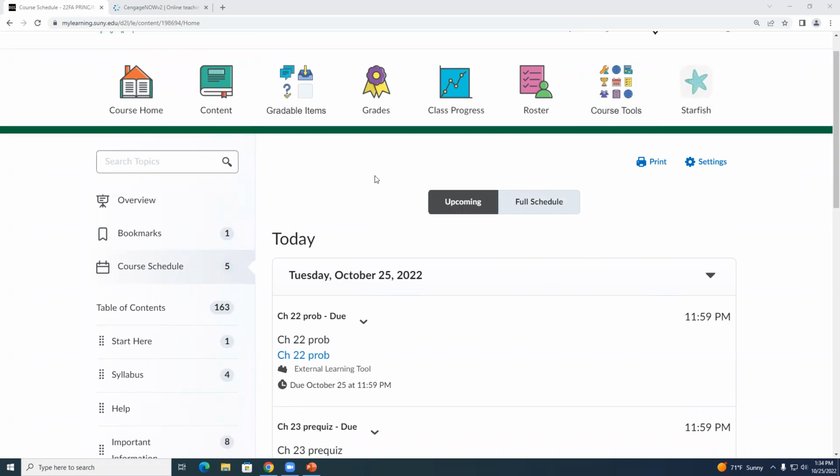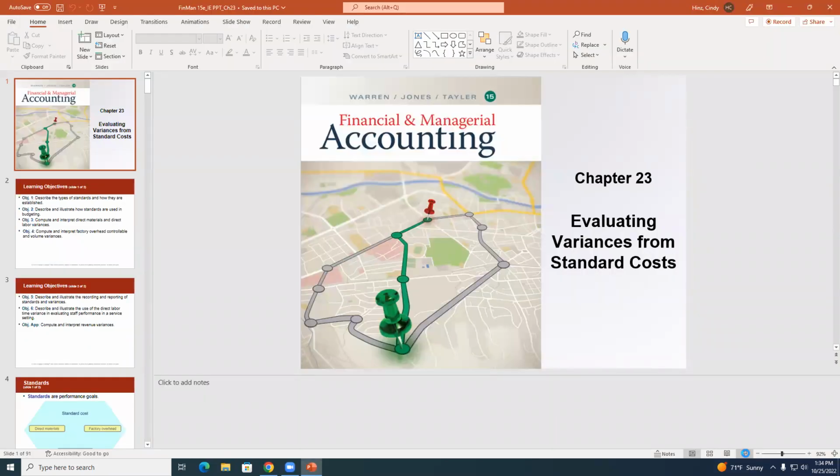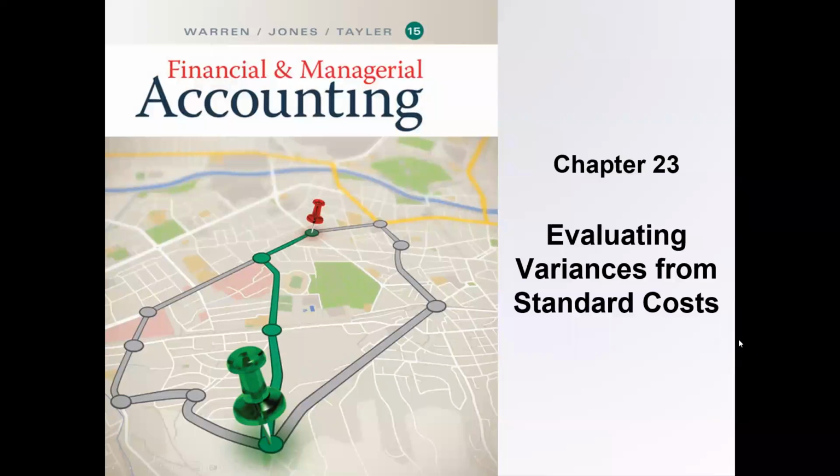So last week we covered chapter 22 on budgeting. Does anyone have any questions, anything you want to talk about from that chapter or anything else? Okay, if there aren't any questions, let's get started with our new chapter for today, which is, as you can see, evaluating variances from standard costs.